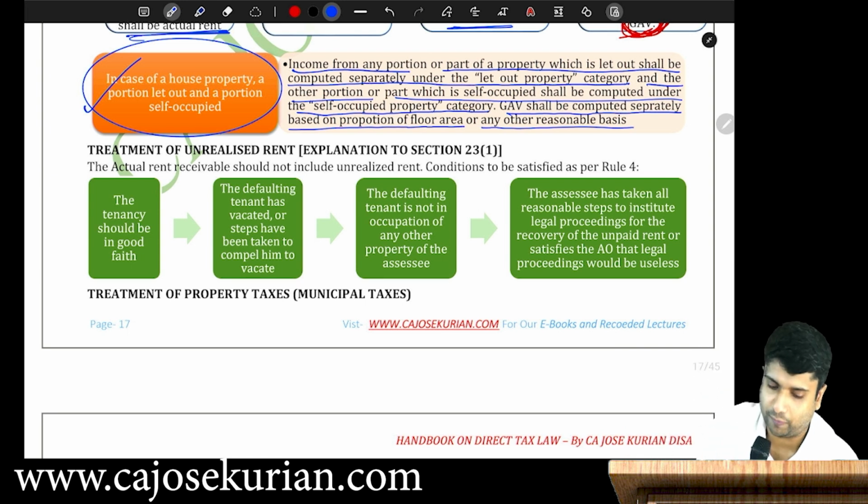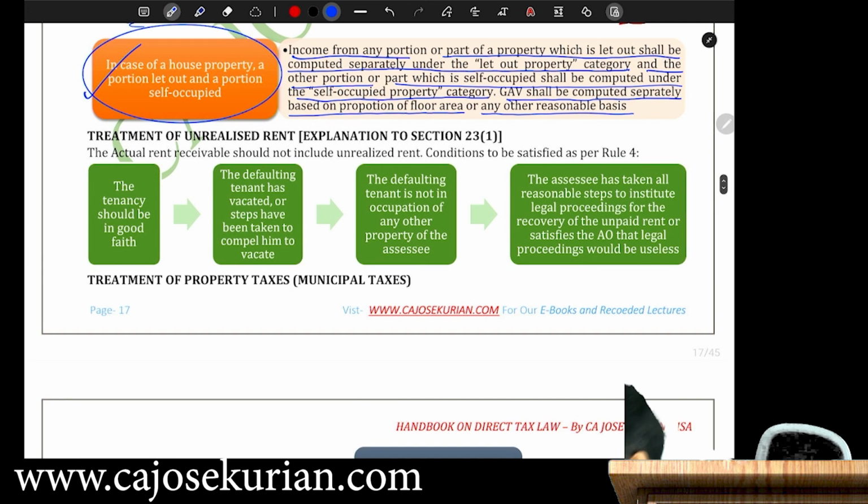So if it is receivable, then what does the department say? If that circumstance satisfies these 4 conditions, don't worry. If you are satisfying these 4 conditions, don't add that amount with your actual rent. You can treat it as unrealized rent. So the point is very simple. A person has occupied your property and he hasn't paid you the rent. Now the question is whether you have to add that amount with your actual rent or not depends upon satisfaction of these 4 conditions.